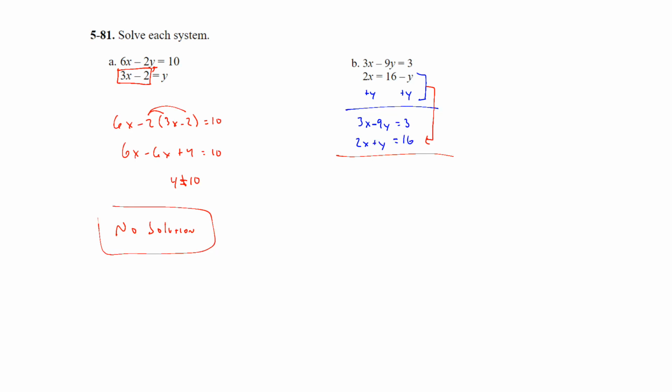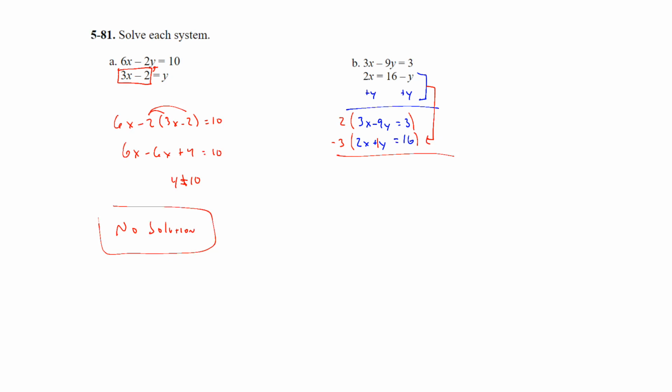We could do this a couple ways. If we wanted to eliminate the x, we could get a common multiple of 6. If we wanted to eliminate the y, we could get a common multiple of 9, since it's 9 and 1 right there. Either way would be fine. Let's go ahead and eliminate the x. But to do that, I have to multiply the top equation by 2 and the bottom equation by 3, and then one of them needs to be a negative so that I get an opposite of 6x.